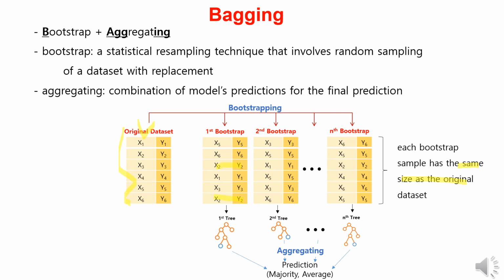Using the multiple training datasets generated through the bootstrap technique, we construct multiple decision tree models and combine their prediction values. This process of combining decision tree models created through bootstrap is called aggregating. The entire process, including bootstrap and aggregating, is referred to as bagging, and the Random Forest model uses this bagging process for predictions.